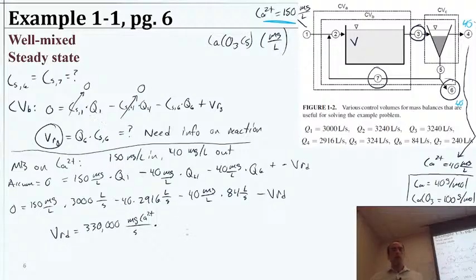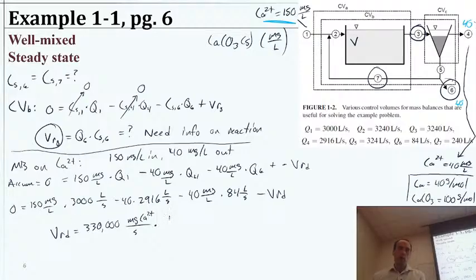So we can relate the growth rate to the decay rate as long as we do the molar conversion. So that's what I'm doing here. We are solving for the decay rate, and in fact, I went ahead and got the number. If I just added VRD to both sides, then what was remaining on the right is this: 330,000 milligrams calcium per second. So here, I'm going to go ahead and convert that.